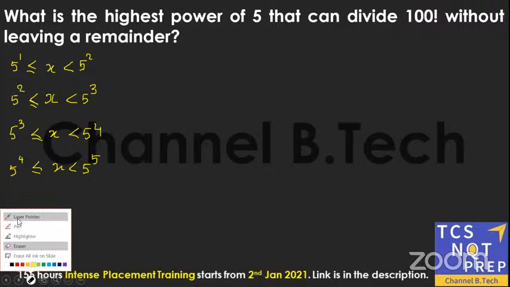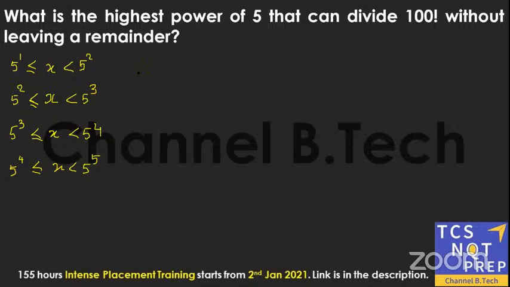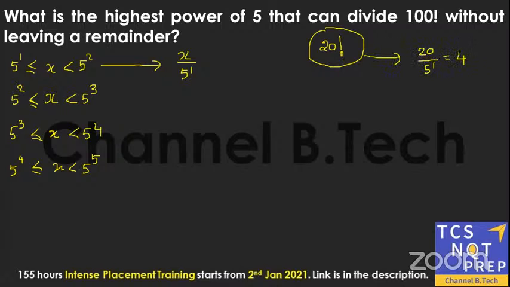For the first scenario, the formula that you have to use is x by 5 power 1. That's all. You will get the number of trailing zeros. For example, how many trailing zeros are there in 20 factorial? What is the highest power of 5 that can be used to divide 20 factorial? For this, 20 by 5 power 1. How much is that? 4. That's all. You got the answer.